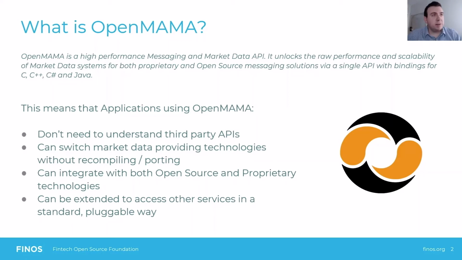We have bindings currently available for C, C++, C#, and Java, including a recent development which was C# on .NET Core. So you can use OpenMAMA with C# on Linux, which is a bit of a big step for us, but it seems to work pretty well. So that's effectively what OpenMAMA is for. It provides that abstraction layer away from underlying technologies, so you don't need to be concerned about the underlying platforms that your data is publishing to or subscribing from. And that's it, that's all it is.